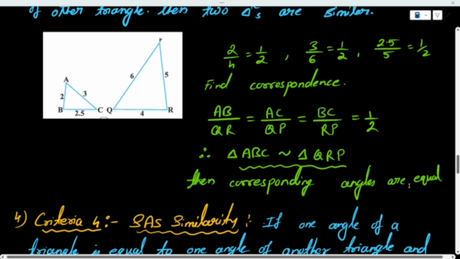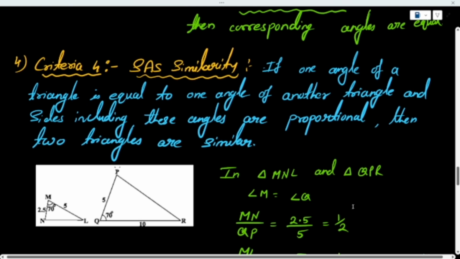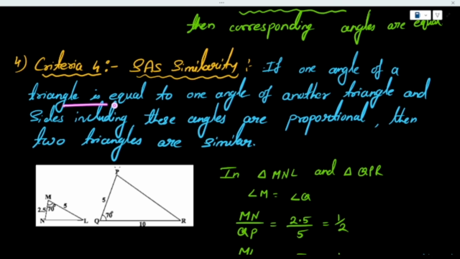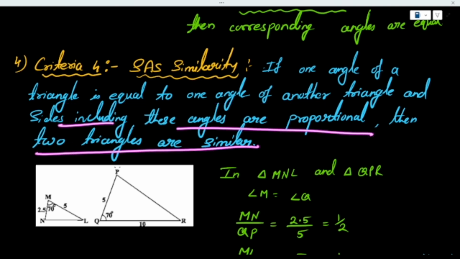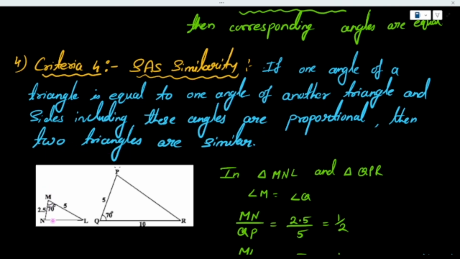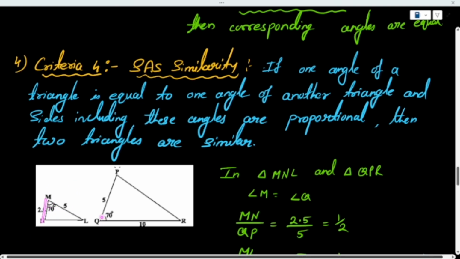Now what is the fourth criteria? Similarity criteria: if one angle of a triangle is equal to one angle of another triangle and the sides including these angles are proportional, then the two triangles are similar. Now look at this: 70 degrees is equal to 70 degrees, and 2.5 by 5 is half, 5 by 10 is also half. So what can we say here?